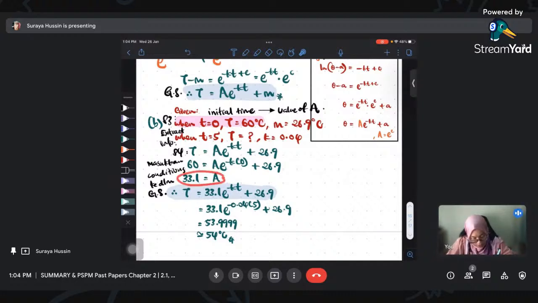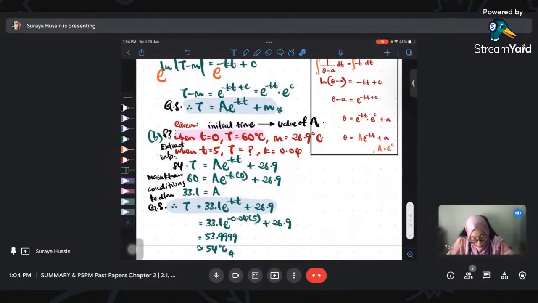Okay, so after you get the value of A, you masukkan semula ke dalam your GS. Masukkan everything yang dah ada ke dalam general solution. So now you already have your A and you also know your M, surrounding temperature. So now you dah ada everything. Your general solution has becoming more clearer. Okay, your GS is very clear and you are very happy. Tapi kena baca soalan.